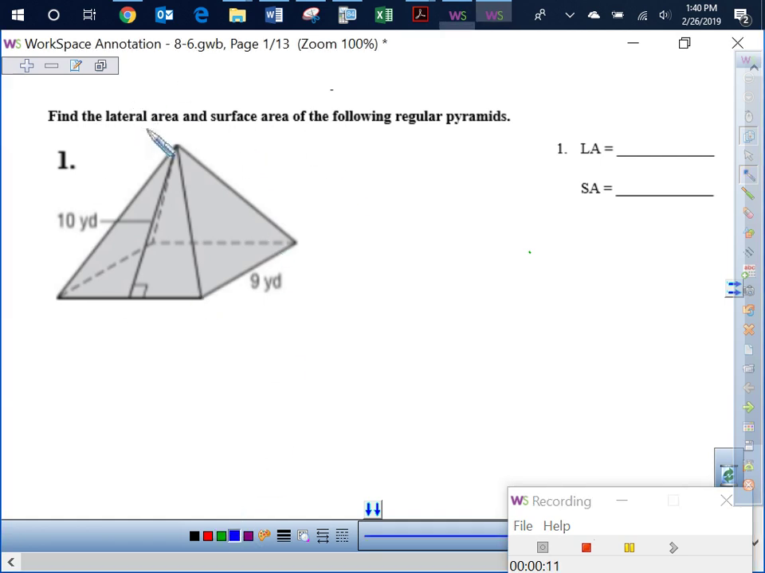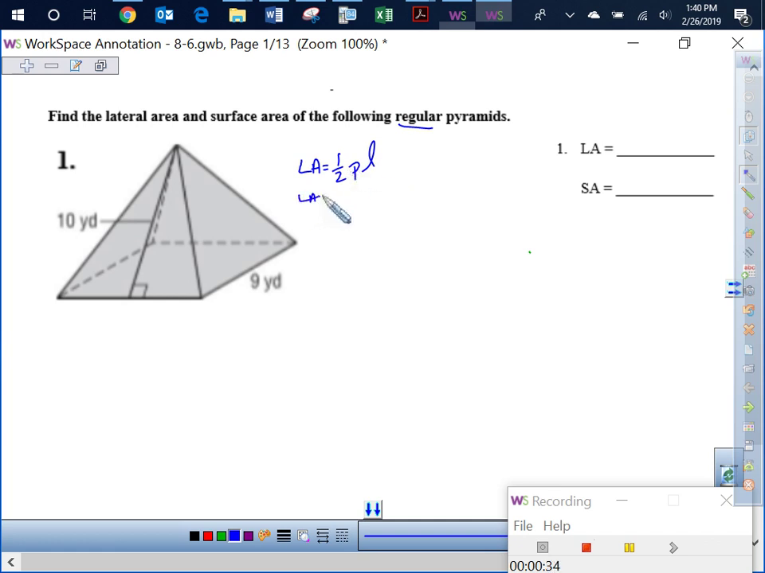It says find the lateral area and surface area of the following regular pyramids. So they want the lateral area first. If we check out the old cheat sheet, the formula is 1/2 times the perimeter of the base times slant height in that scenario. So these are the ingredients we need to be successful. Let's see if we have it.